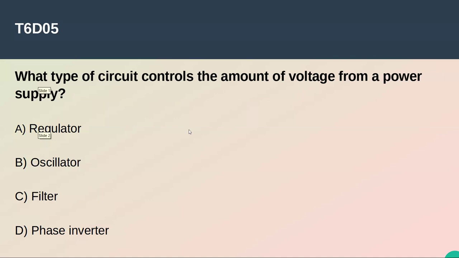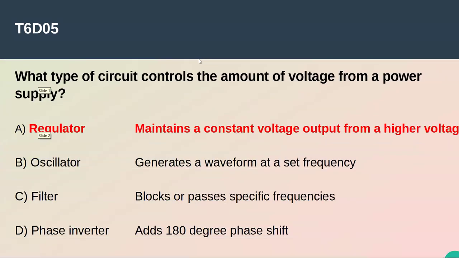What type of circuit controls the amount of voltage from a power supply? Alpha regulator. Right. Kevin got it before me.